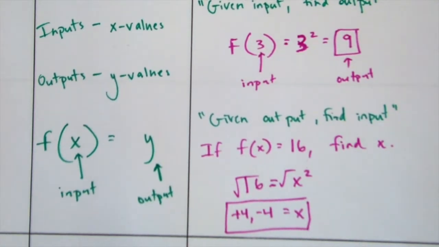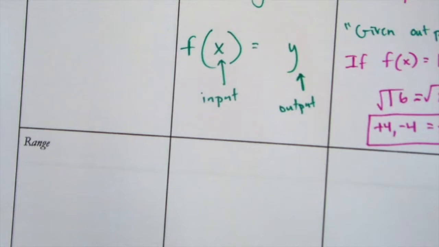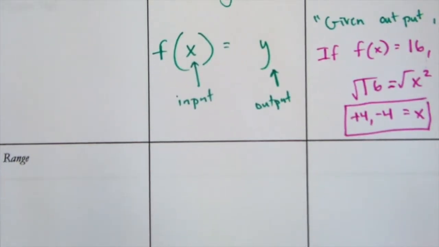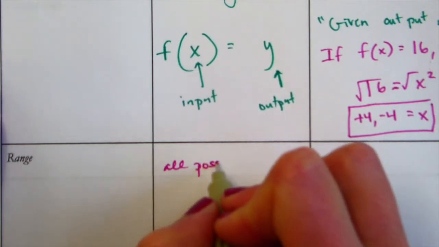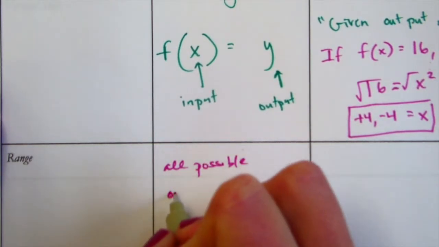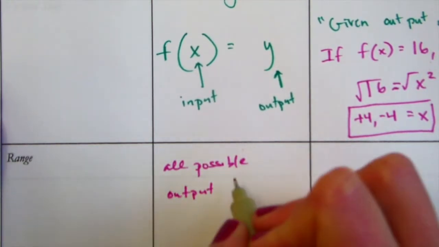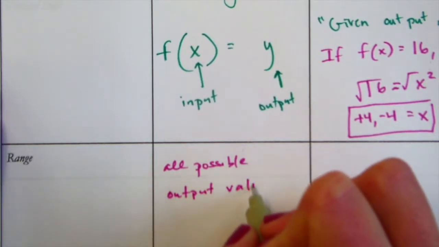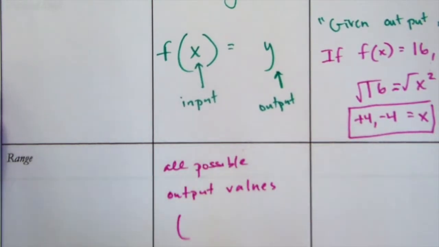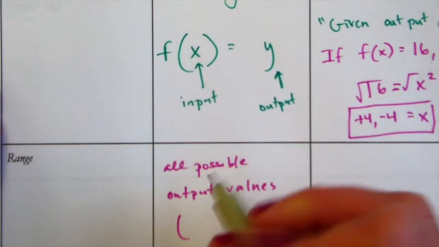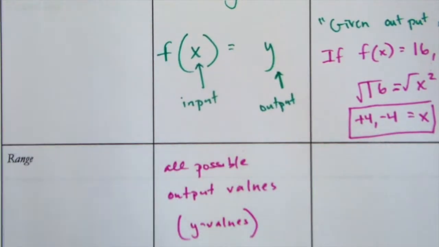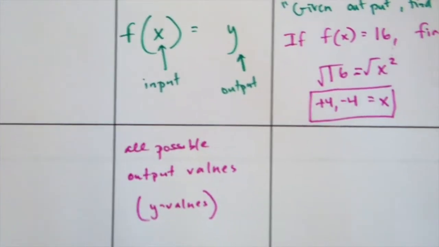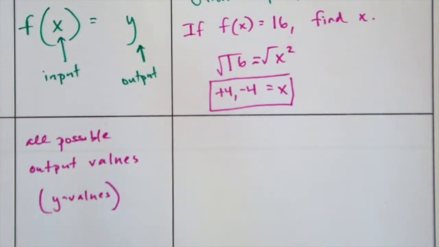Okay, moving on, range. We really just talked about range graphically, and a range is all possible output values. And we know output values from our other vocabulary definition are y values. So all possible y values. Range, we normally would find it using a graph.